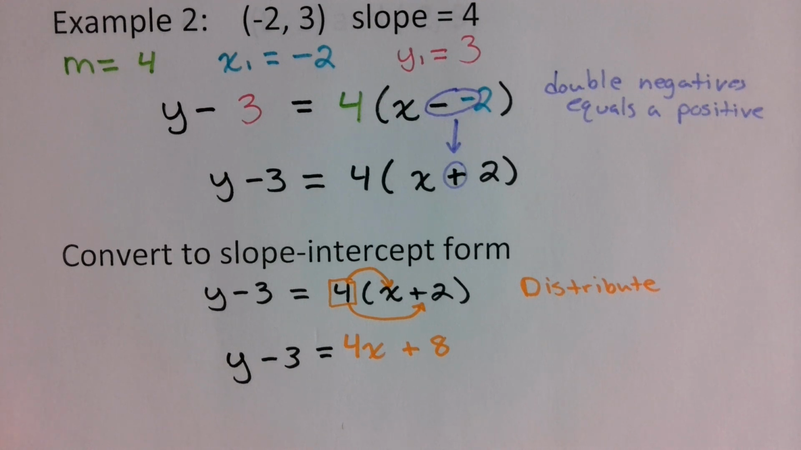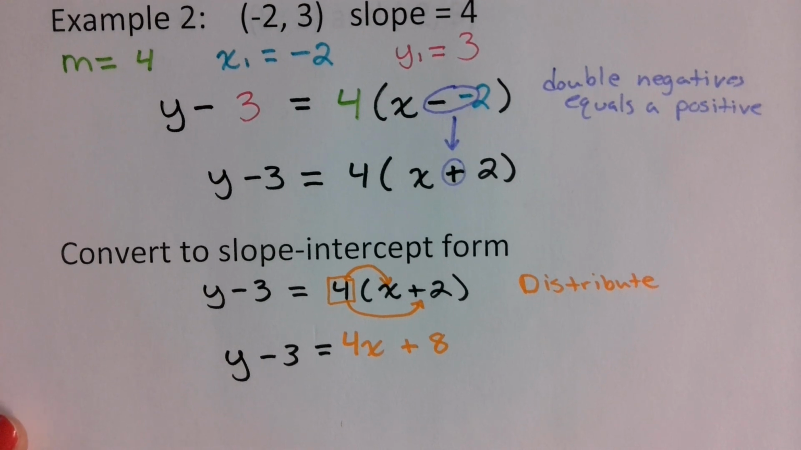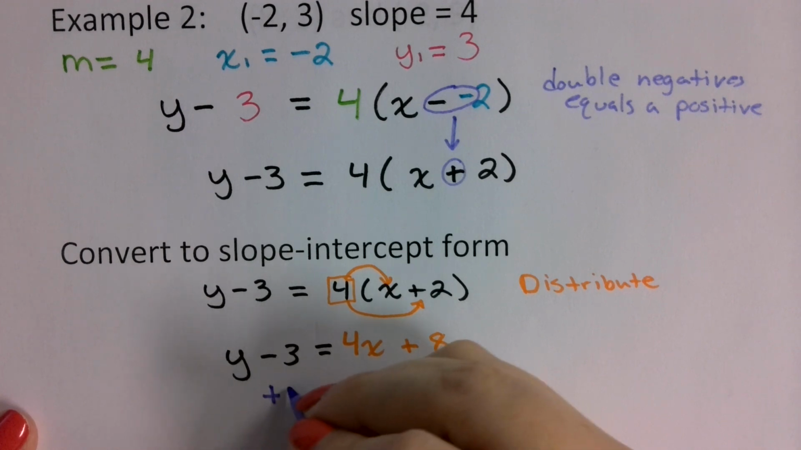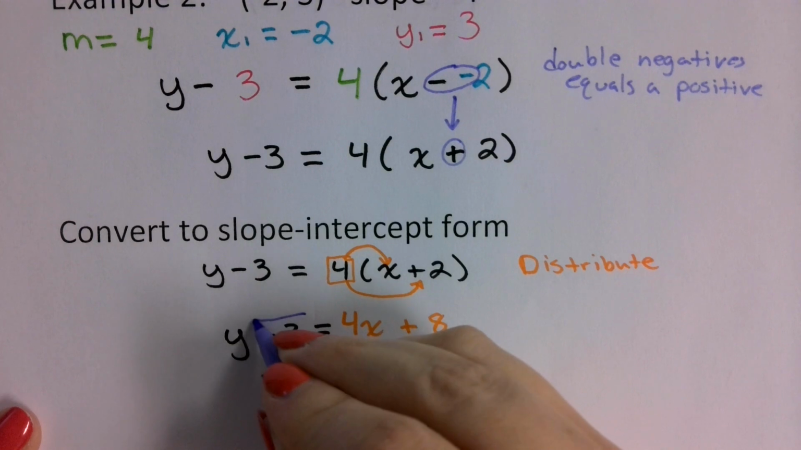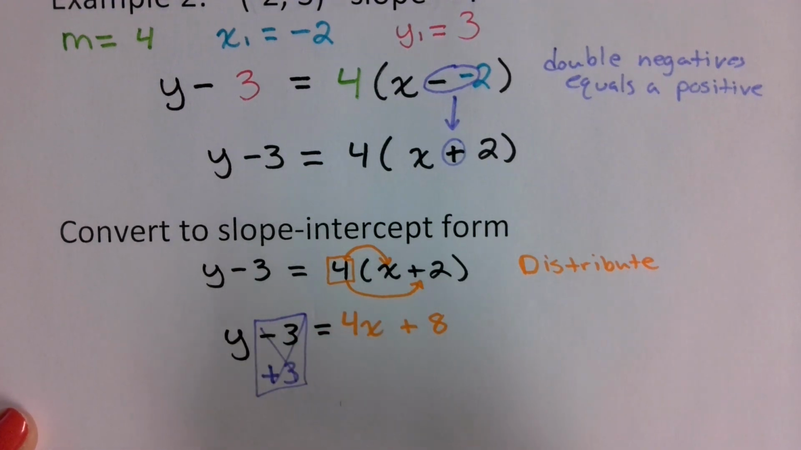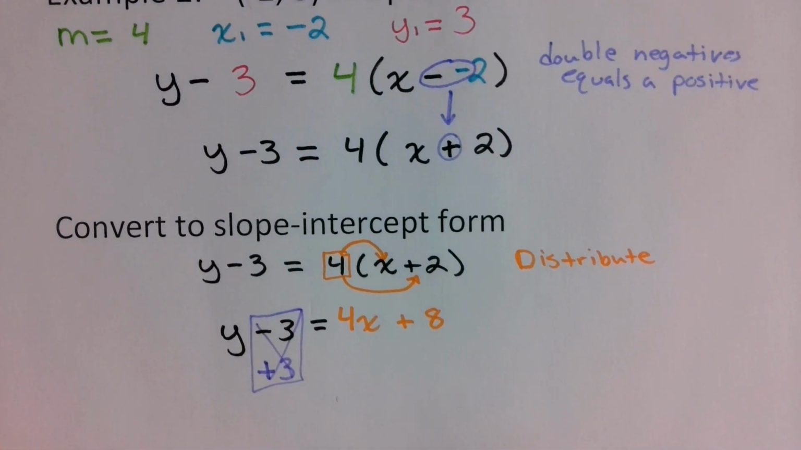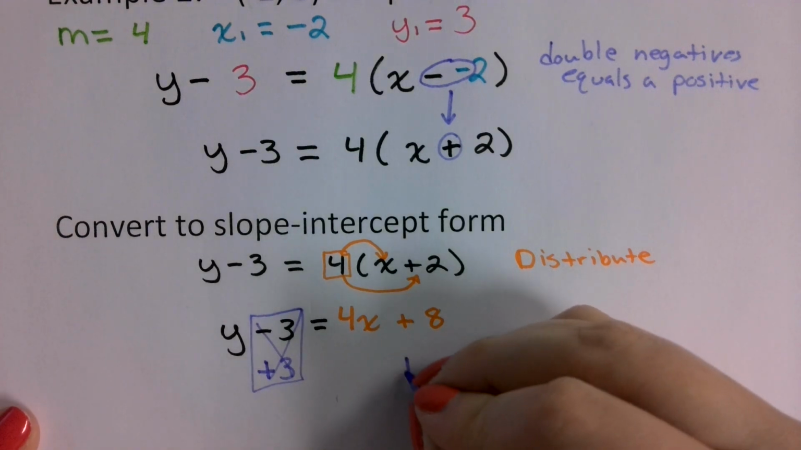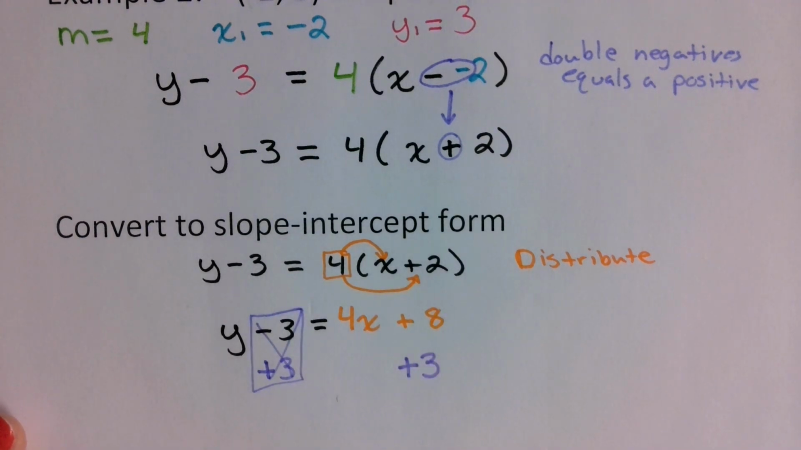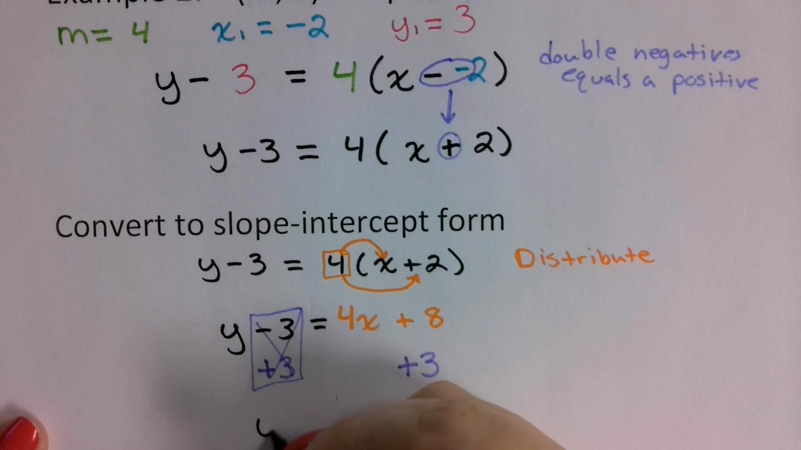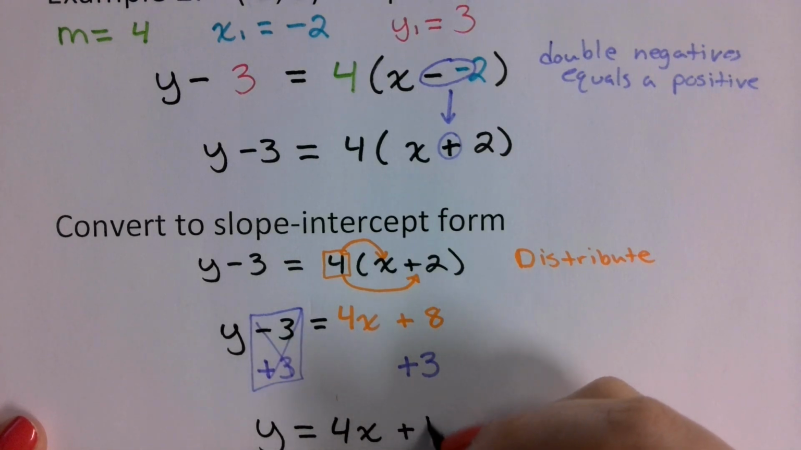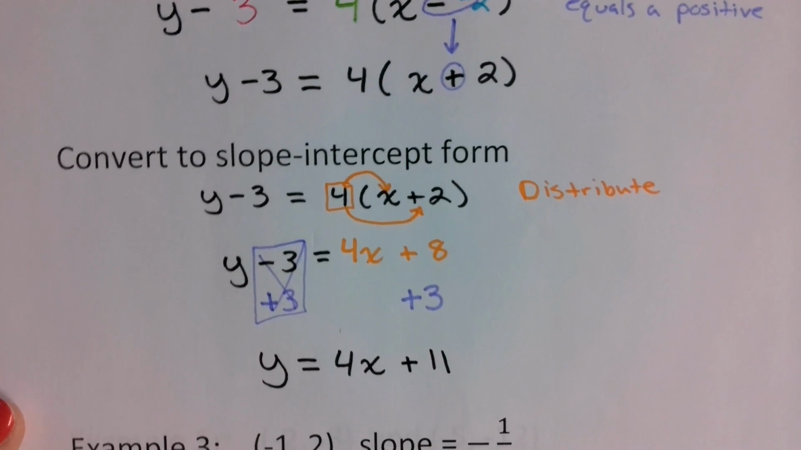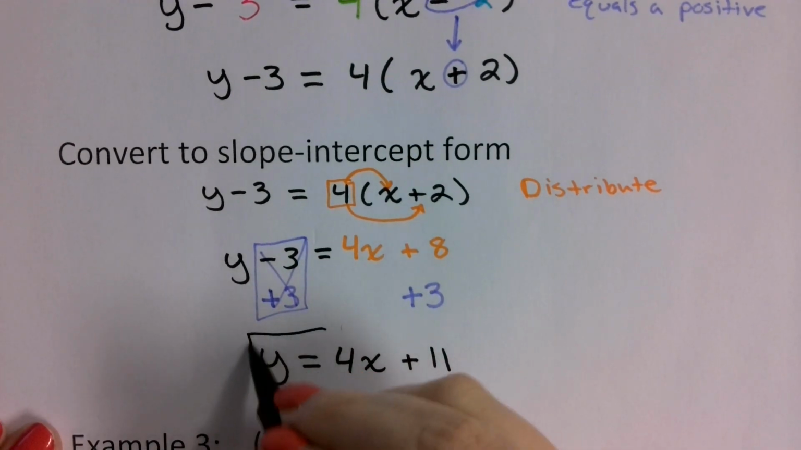And now we are going to go ahead and do our inverse operation by adding 3 on the left side so that we can cancel out the 3's. And then I'm going to add 3 to what value? To the positive 8. We're going to add 3 to that positive 8. And our final answer is y equals 4x plus 11. Your final answer should be y equals 4x plus 11.